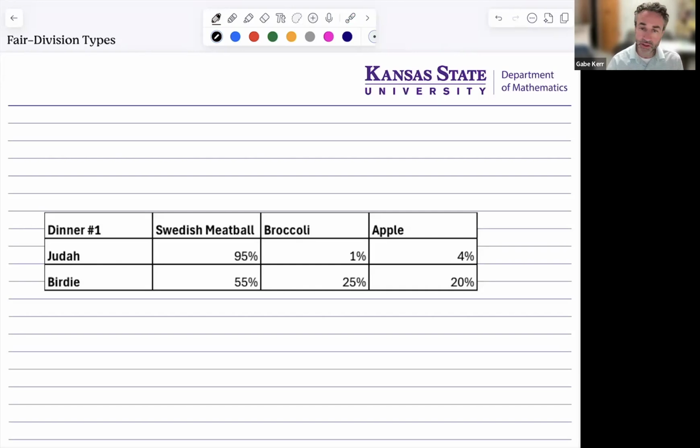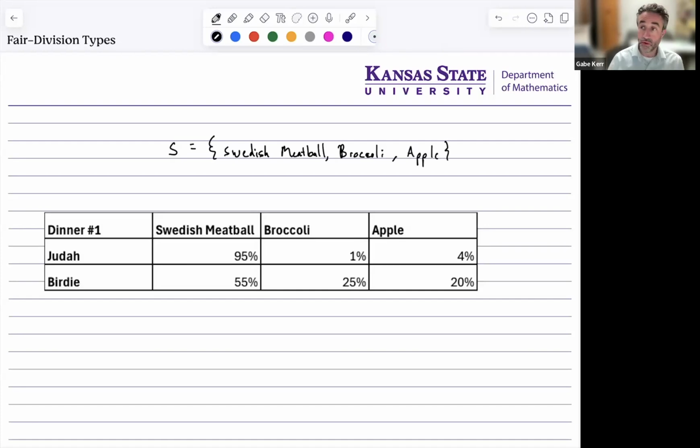Hi, everyone. In this short video, I wanted to talk a little bit about the types of fair division games that we have. And I wanted to look at that sort of silly example I gave last video. So in the last video, I said I had three assets. So my set S of assets consisted of these three assets, the Swedish meatball, and then broccoli and an apple.